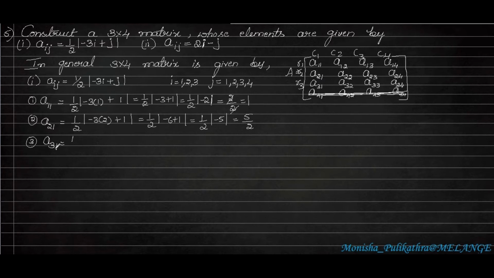So next, third one, A31. Here i is 3 and j is 1. So 1 by 2 minus 3 into 3 plus 1. 3 3s are 9. So minus 9 plus 1. So minus 9 plus 1 is minus 8. When you take it out from this, it will become positive. That is 8 by 2. 2 4s are 8. So A31 is equal to 4. Okay. Fourth one is A12.